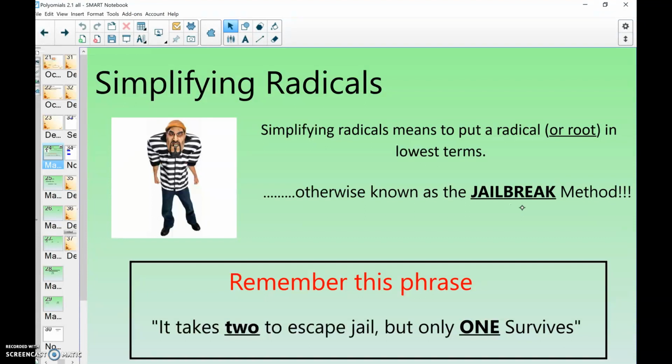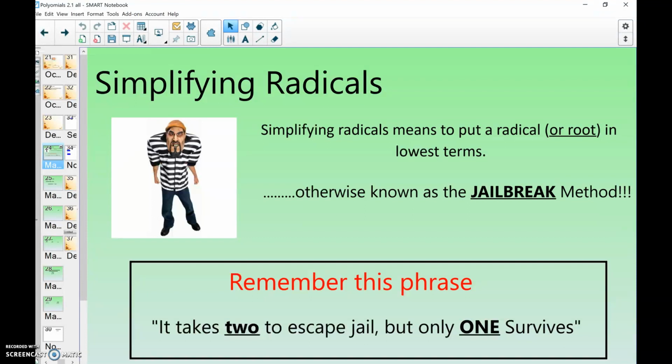We have jailbreak, and then this is going to be our phrase for the day. It takes 2 to escape jail, but only 1 survives. And we'll explain what that means with the actual math. But while you're writing this down, think in your head of a movie or a TV show or a book where there's some kind of jailbreak involved. Think about that scene, what that looks like, what are some of the aspects of it, and try to come up with an idea of what that looks like. It's going to help us when we get to this math part.